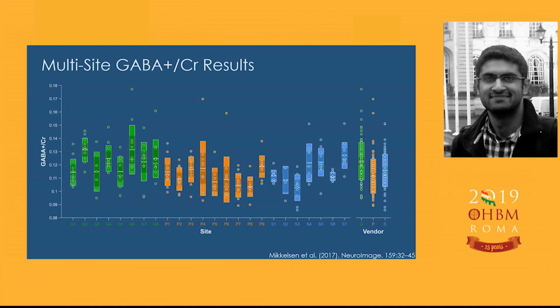However, I'm more interested in this particular data, which is GABA to creatine results. And over here, we can see that data from GE are presented as green boxes, Philips with orange, and Siemens with blue. And you can see that there's overall agreement across sites and across vendors. However, there's also variation that we need to look into.